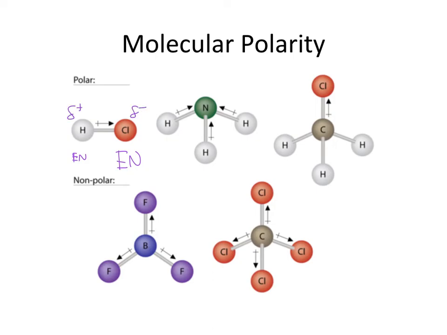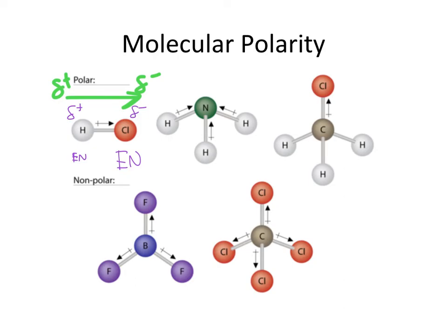Now, is there anything to cancel this dipole out? No, because there's no other bond in the opposite direction. So all the electrons are moving to this one side. This is a simple molecule with only one bond. So that bond is polar, and it makes the whole molecule polar as well. The molecular dipole for this one would be in this direction right here, and the molecule would be slightly negative on this side and slightly positive on this side.